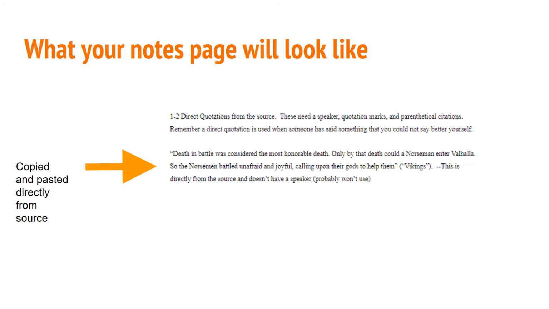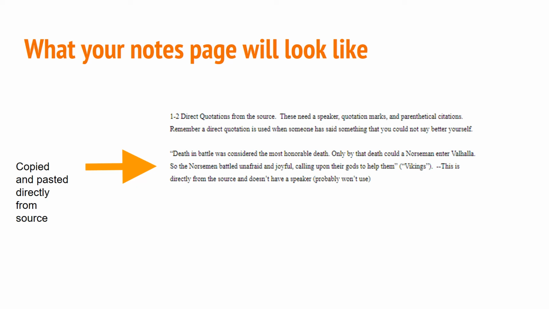Here is that same example notes page. This is the part where the direct quotations are. Notice the quotation marks around the lines that have been copied. Notice the citation again at the end of the quotation. And then there's a little note from the researcher that says this is directly from the source and doesn't have a speaker. And then in parentheses she wrote probably won't use.